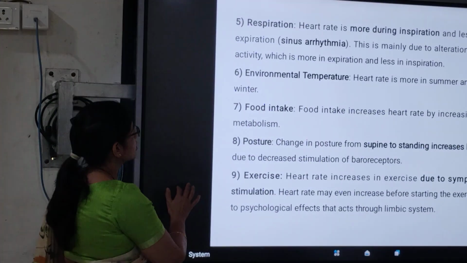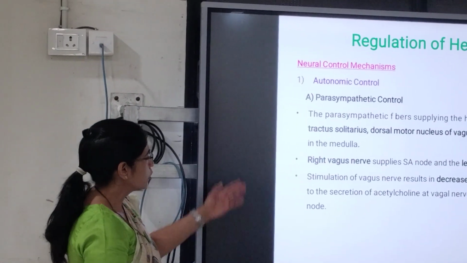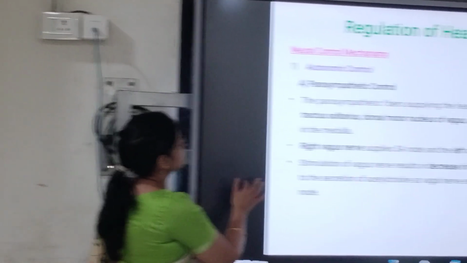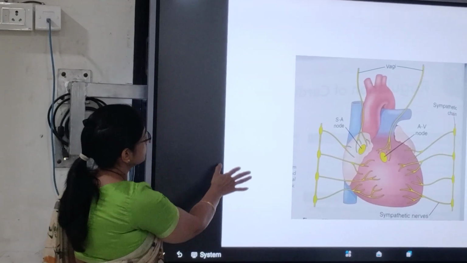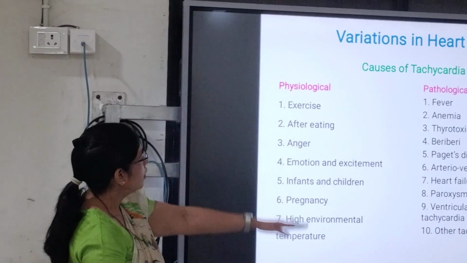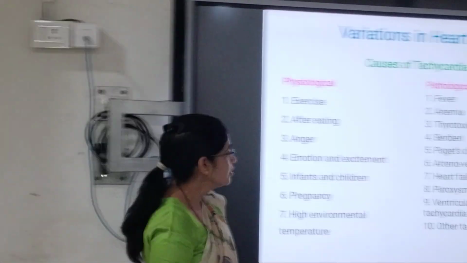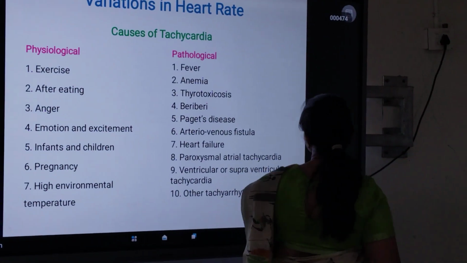Exercise, obviously there is an increase in the heart rate. Regulation is by the parasympathetic system and the sympathetic system. These are the variations, mostly physiological. Now these are the pathological variations.